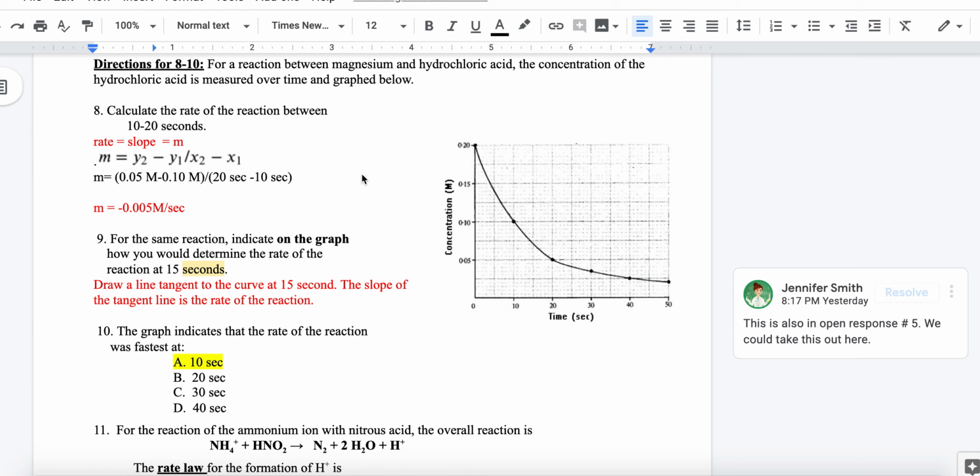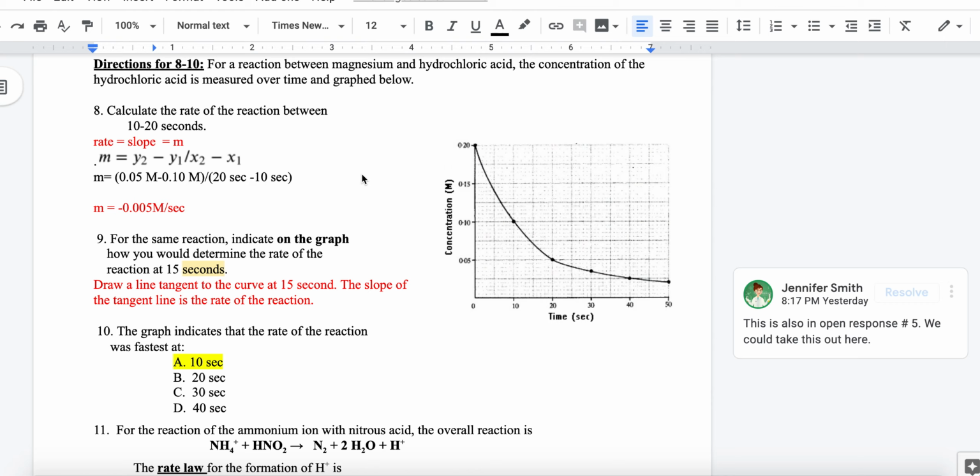For 8 through 10, you're reading and interpreting a graph. This graph shows that the rate is not constant because it's a curve. So the main thing to remember is if you wanted to calculate the rate, you have to find the slope. And that's essentially what we're doing in number 8. We're calculating the slope using the point slope formula.